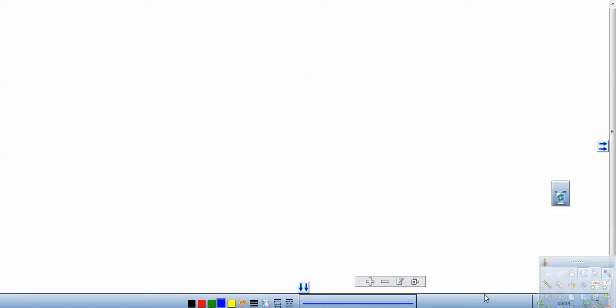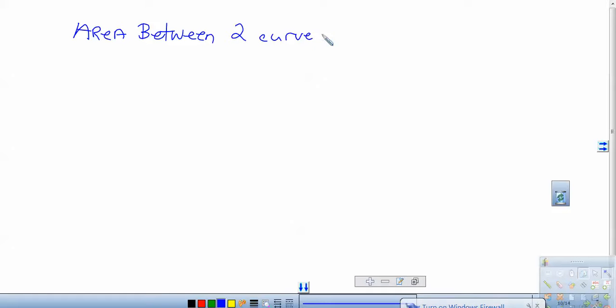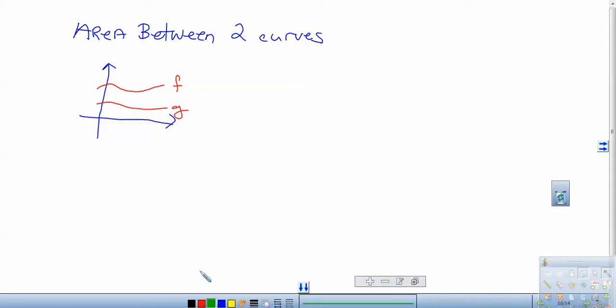All right, we are looking at how to find the area between two curves. When you do this, you basically will have two functions. The hardest thing is figuring out which function is on top and which one's on the bottom, because you're looking for the area between two curves.